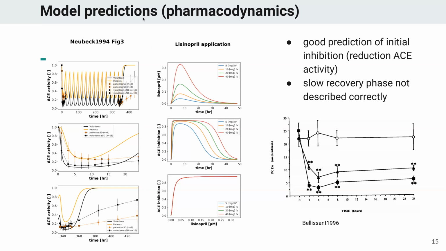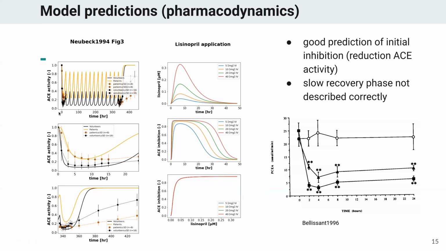There are also some predictions now about the pharmacodynamics. I shortly introduced this simple pharmacodynamic model which we coupled. It's basically just this equation which then calculates the inhibition. And if we compare that with the actual data, it's not the optimal plots, so just look at the left curves here.